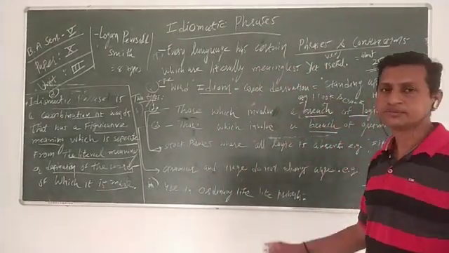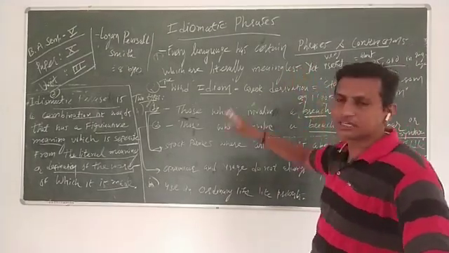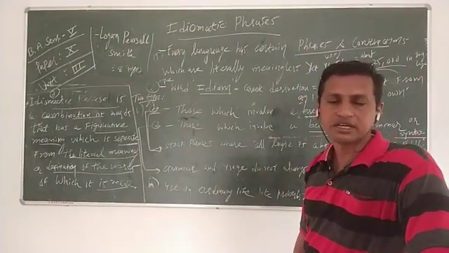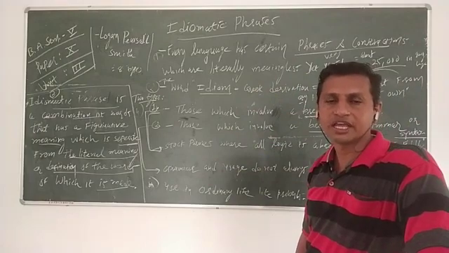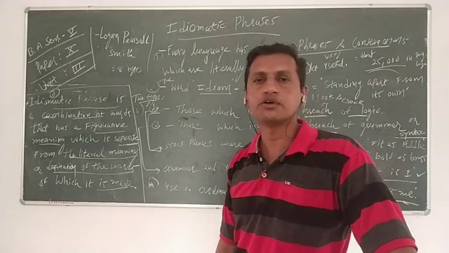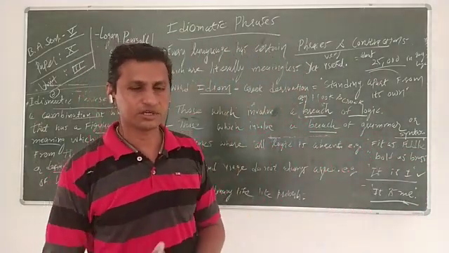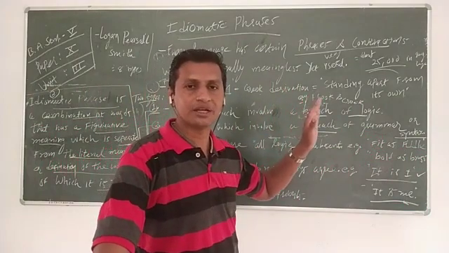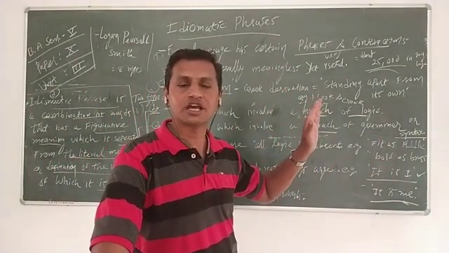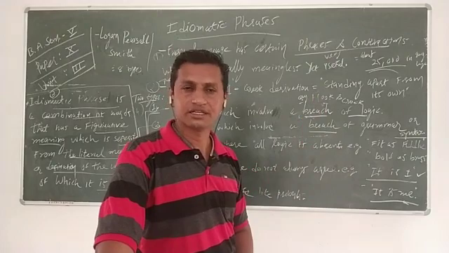Okay, understand friends? Every language has certain phrases and constructions which are literally meaningless, but very useful to make the language interesting. And in English language also there are; in Gujarati language I will discuss about it. Okay friends, there are approximately around 25,000 idiomatic phrases in English language.